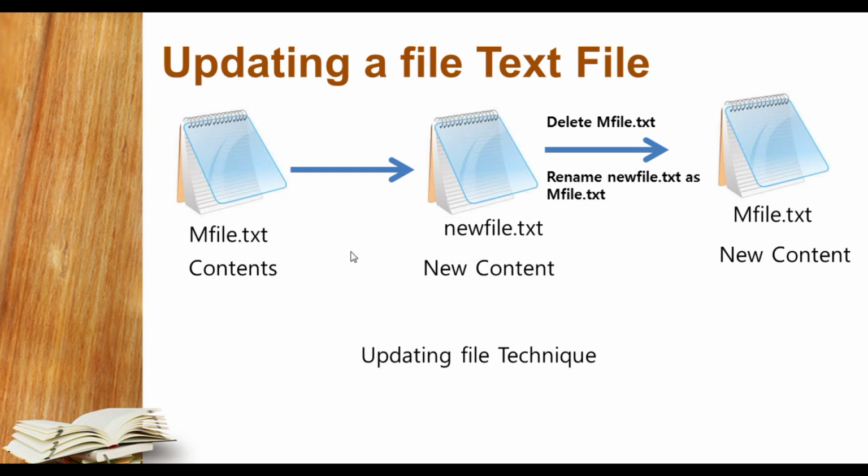So whatever file you have, like the m.txt file with old content, you need to perform some operation for filtering, searching or something else, or changing the content. Then write this content in a new file named new_file.txt with new content, and then delete the old file. After deleting it you will rename the new file to the old name, m.txt. So we have done the changes.